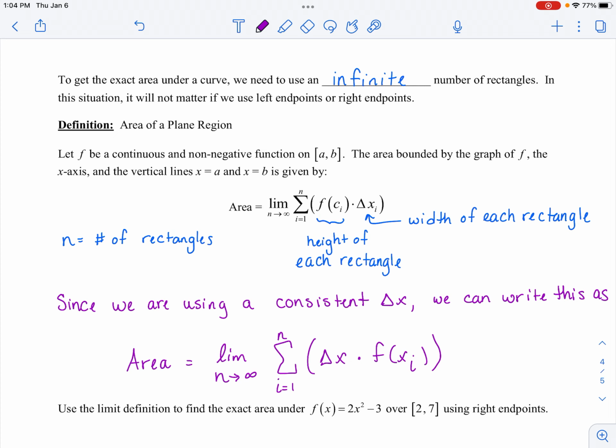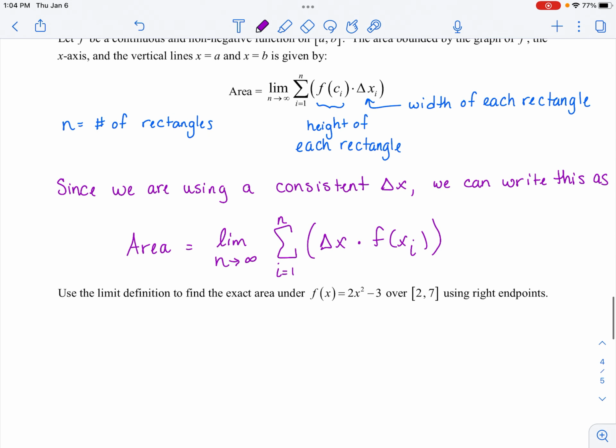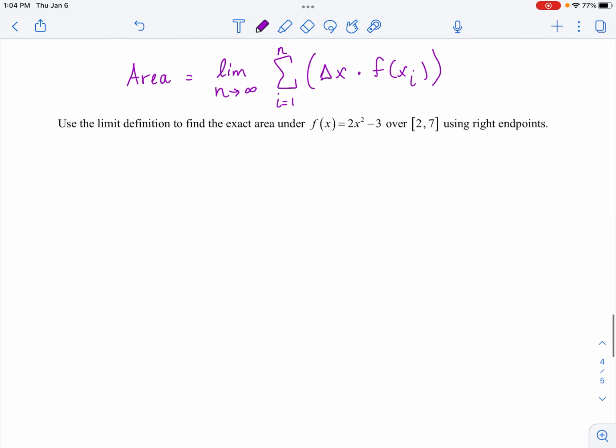All right, so we're going to use the same function that we used before, so it's a little bit familiar to us. I'm going to keep that visible. All right, so here we go. I'm just going to reiterate the information that we have. So we have f of x is 2x squared minus 3. We're looking at the closed interval from 2 to 7. And we're going to use right endpoints, but we're approaching an infinite number of rectangles.